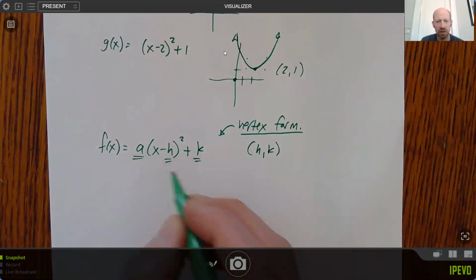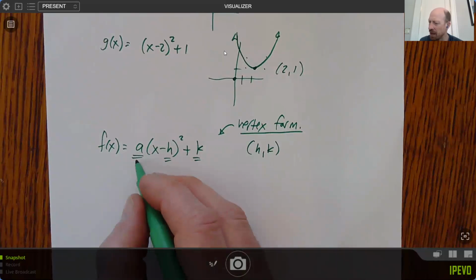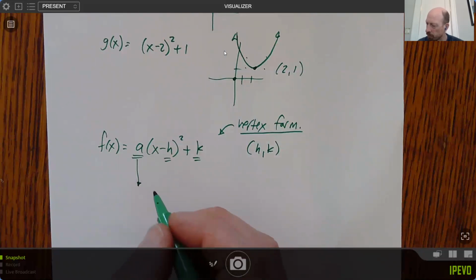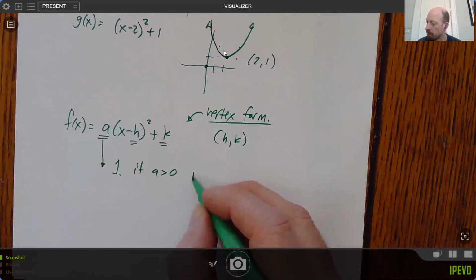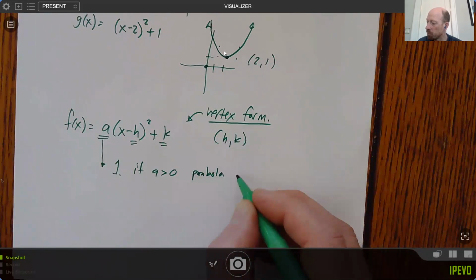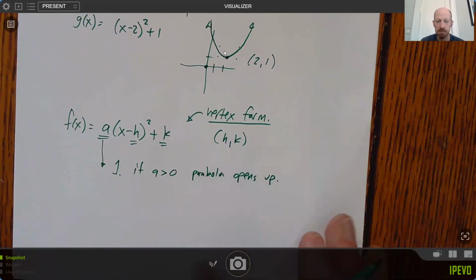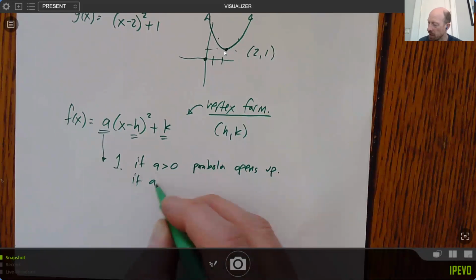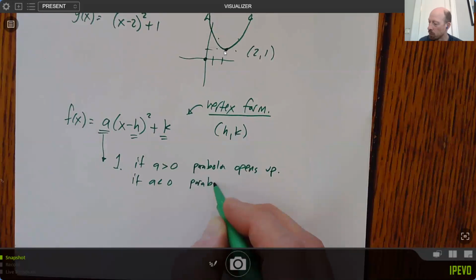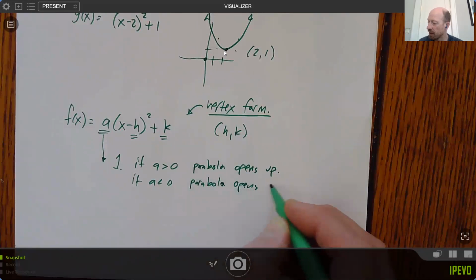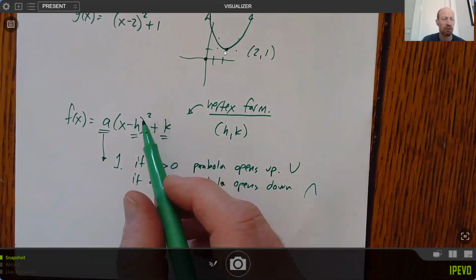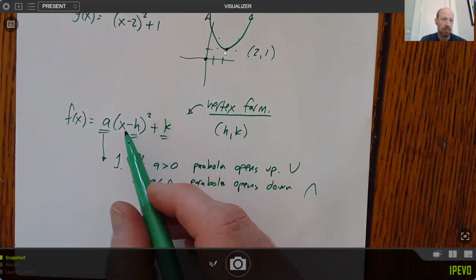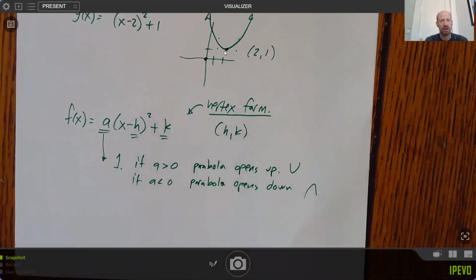So the other component here is this A. A determines two things, actually. Number one, if A is greater than 0, the parabola opens up. If A is less than 0, the parabola opens down. Okay. And that is from our reflections. If you multiply a function by a negative, it flips all of the values down below.